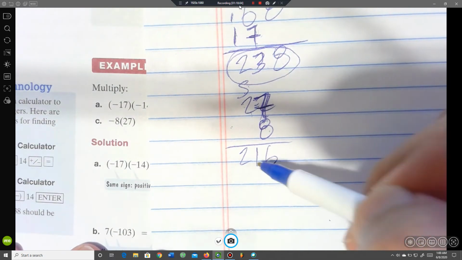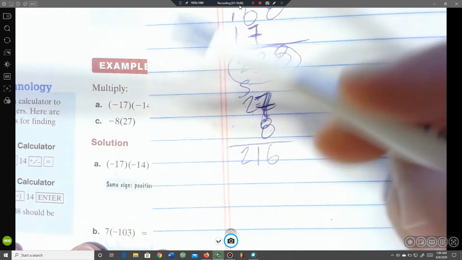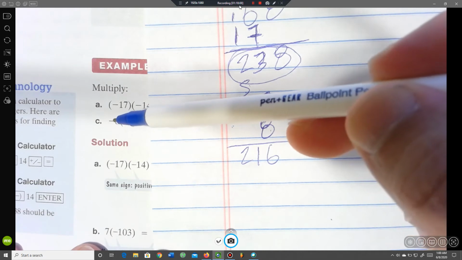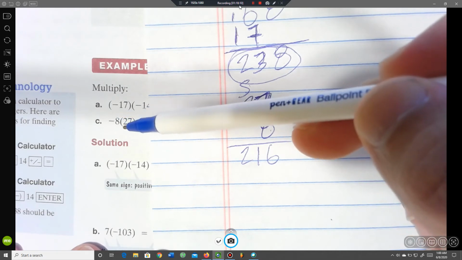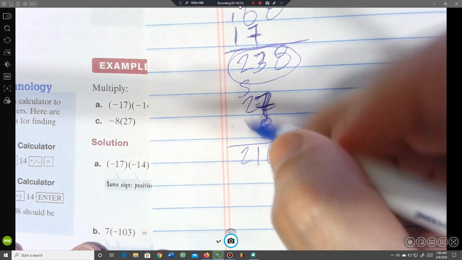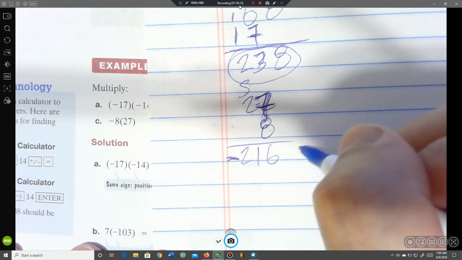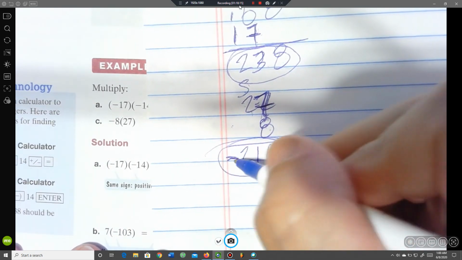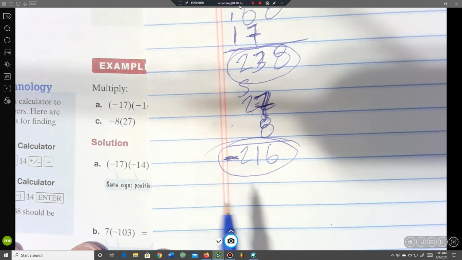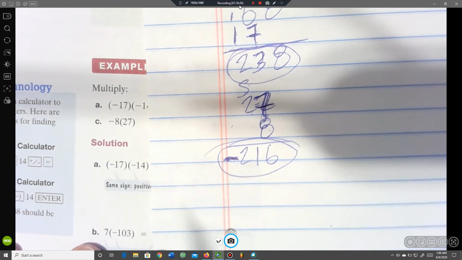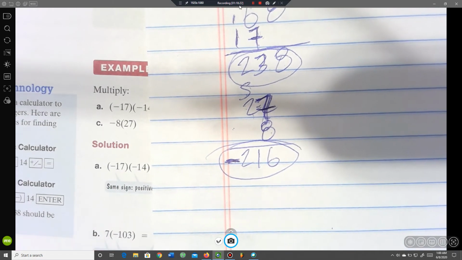And then see, now go back and look at your signs. In this case, you multiply a negative times a positive, you get a negative answer. All right. Don't forget about your signs. That should be the last step. Always check your signs at the very end. Okay, that is the last step.